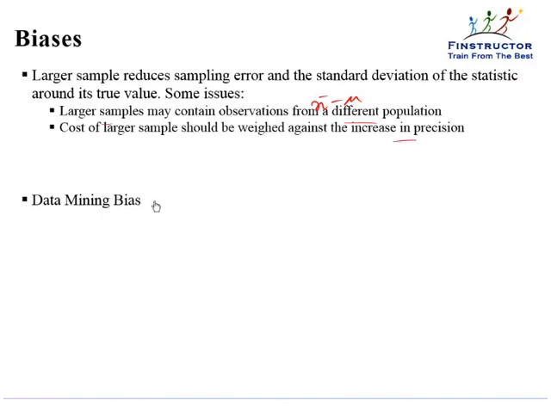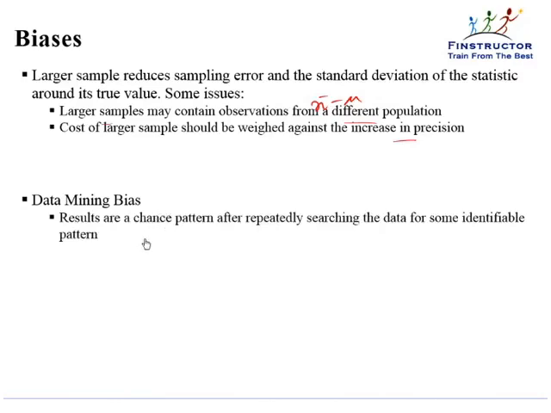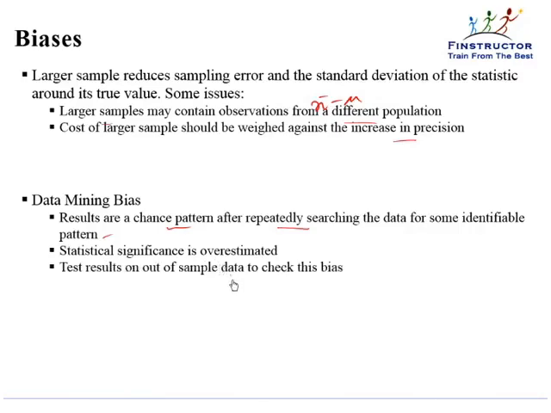Data mining bias is another problem. So data mining bias is when you dissect the data or you beat the data so much so that you find a relationship that you are looking for. What this pattern says is that results are a chance pattern after repeatedly searching the data for some identifiable pattern. So in data mining bias, the statistical significance of our statement tends to be overestimated.